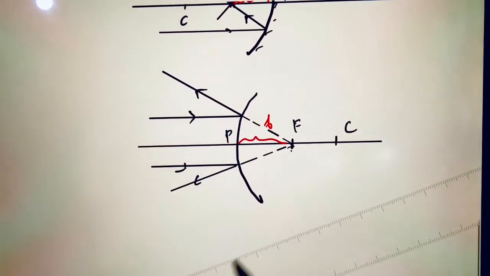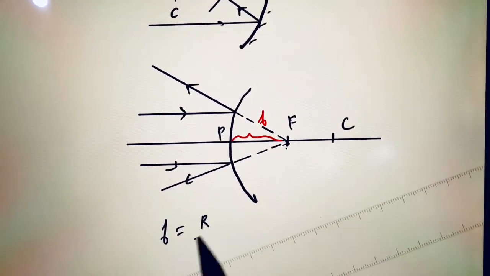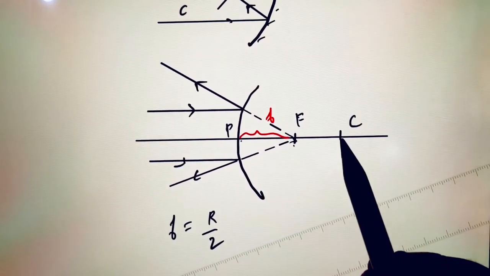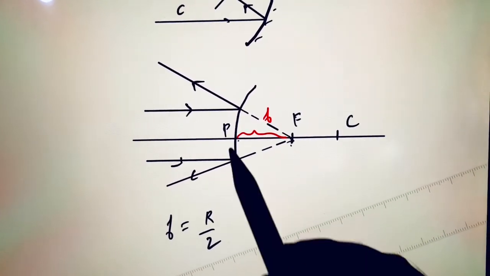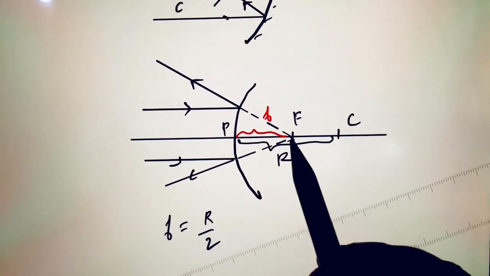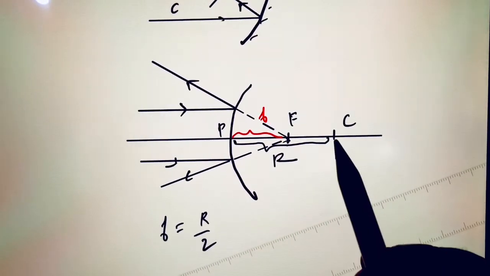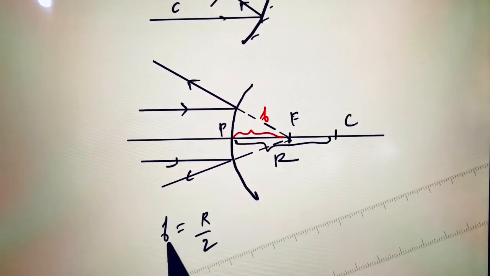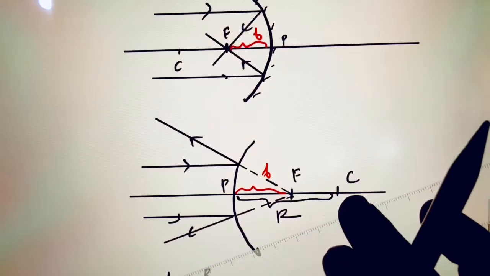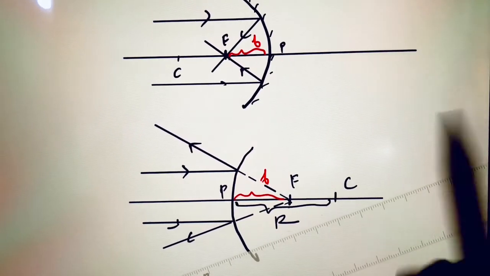Now it can be proven that the focal length is half of the radius of curvature. Mind you, from this to this is the radius of curvature. From here to here is the focus, and the focus is right at the middle of the pole and the center of curvature. Therefore the focal length is half of the radius of curvature. So these are the terms that we should be familiar with as regards a spherical mirror.